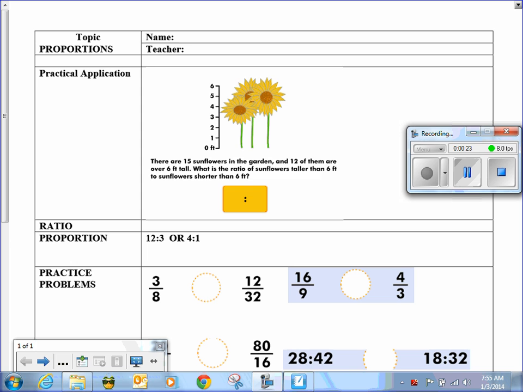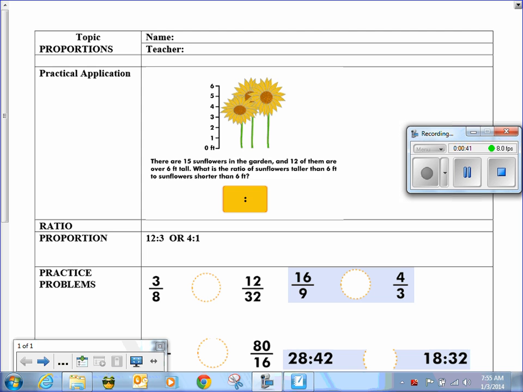So I want to start off with this word problem. It says there are 15 sunflowers in the garden. 12 of them are over 6 feet tall. What is the ratio of sunflowers taller than 6 feet to sunflowers shorter than 6 feet?